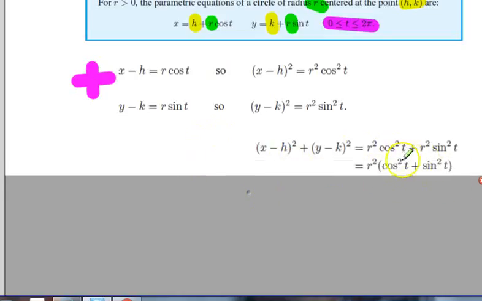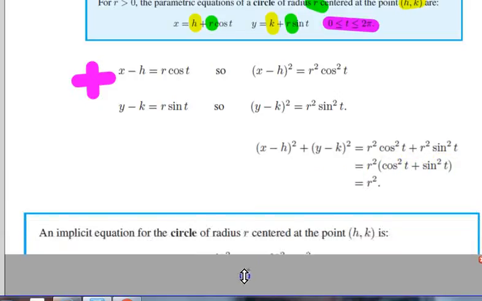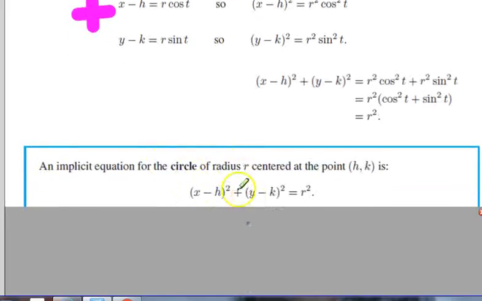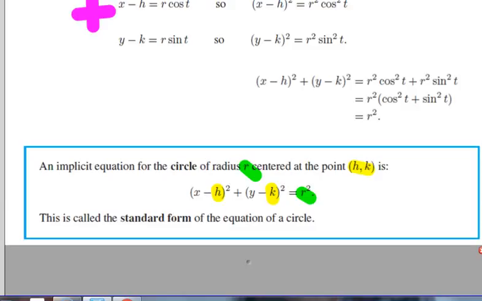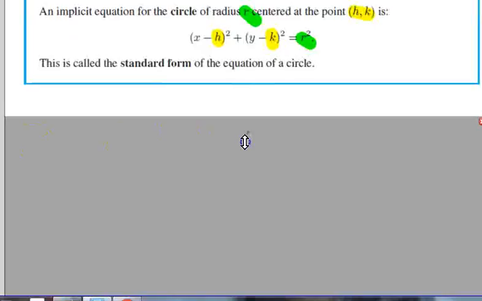Factor out the r squared, we get cosine squared t plus sine squared t, which is equal to 1, so we get r squared. And so that's why we have an implicit equation for the circle that looks exactly like this, where again h and k represent the center of the circle and r represents the radius of the circle. This is called the standard form of the equation of a circle, or general form is sufficient.